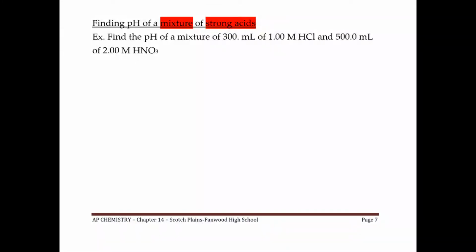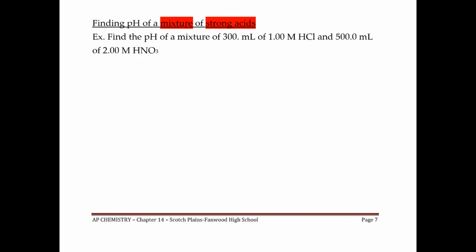Now we're on the second half of page 7 of the chapter 14 AP Chemistry packet, and we're going to talk about how to find the pH of a mixture of strong acids. So we're going to mix two strong acids, HCl with HNO3. Because we have strong acids, we're not going to need to do any ICE calculations at all.